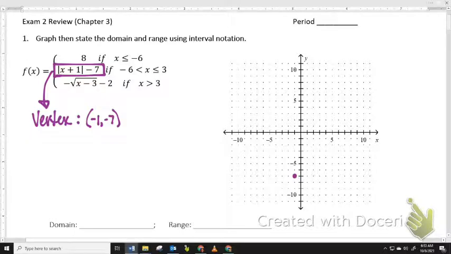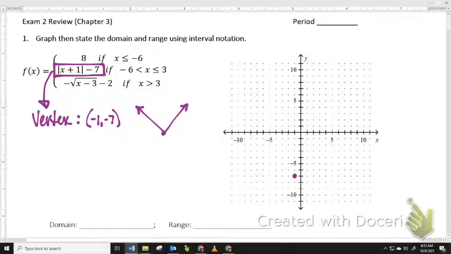What does an absolute value function look like? A V. For this one, when we talk about our V, however far I move to the left and to the right, that's how far up I would go, unless it's reflected, and then that's how far down I would go.